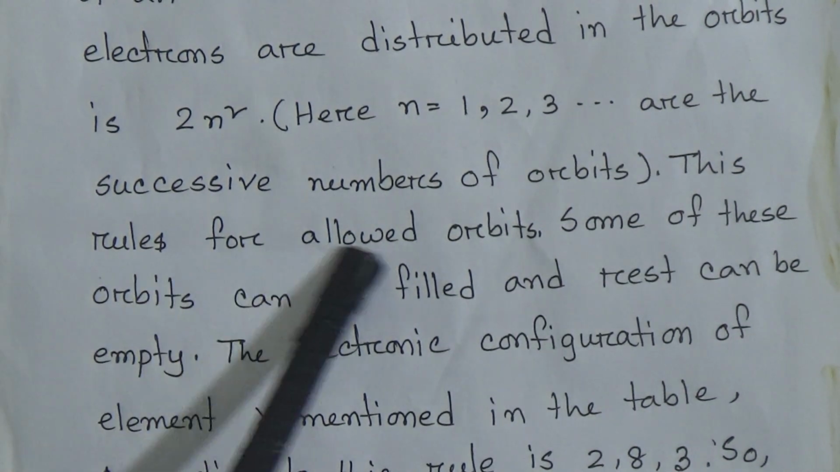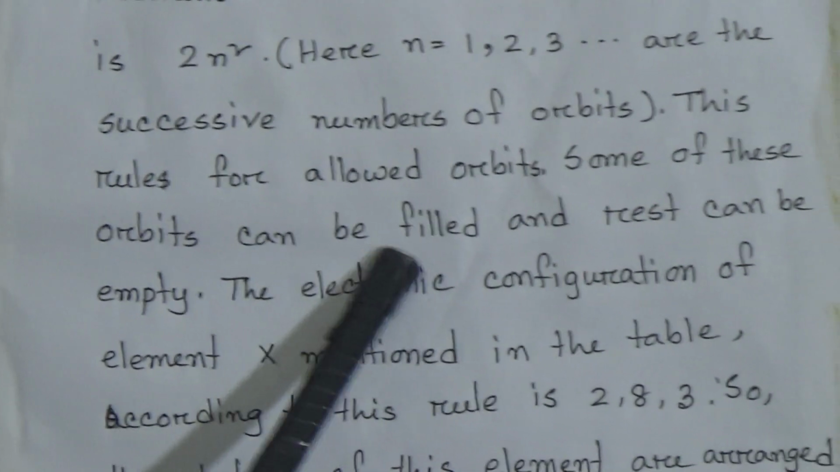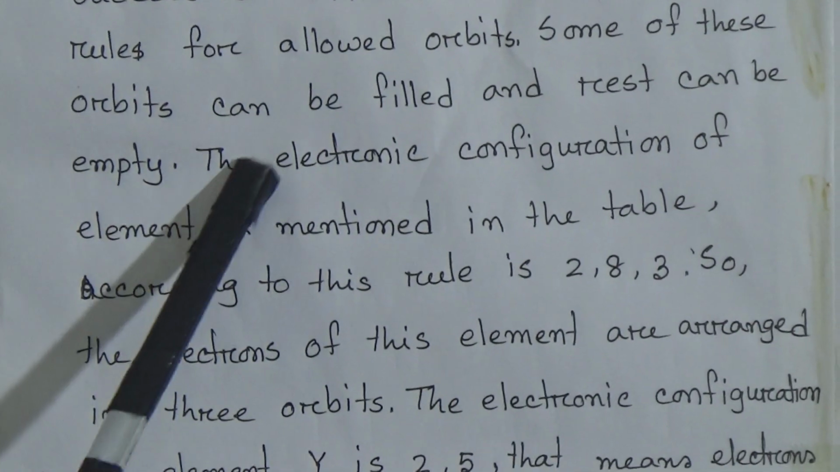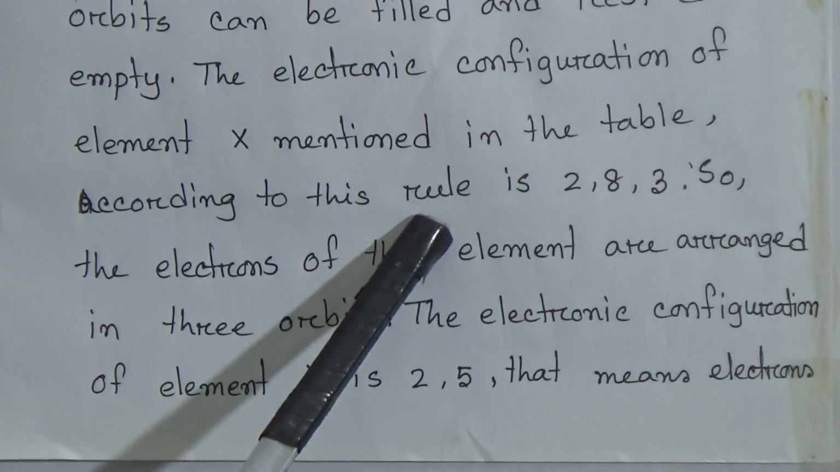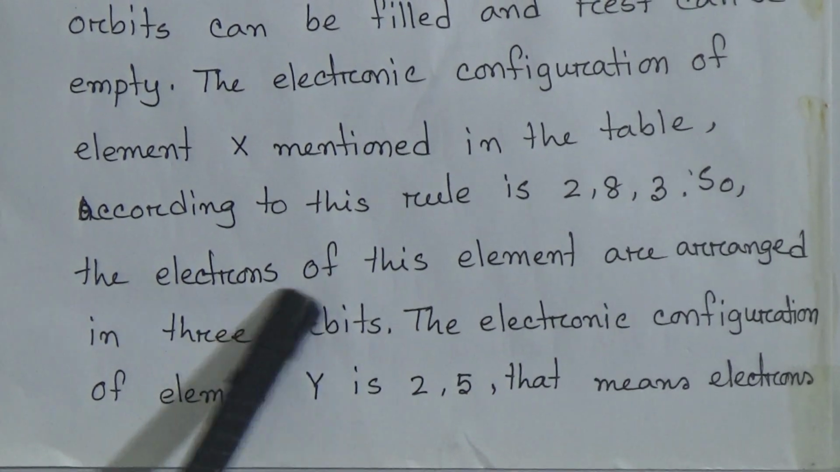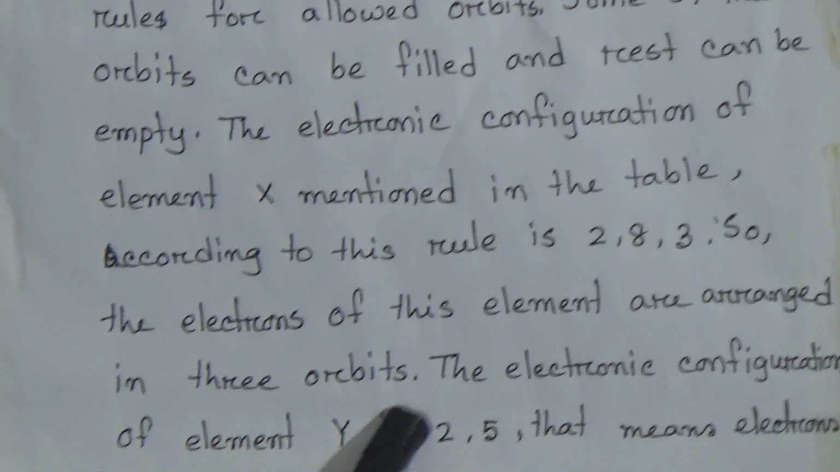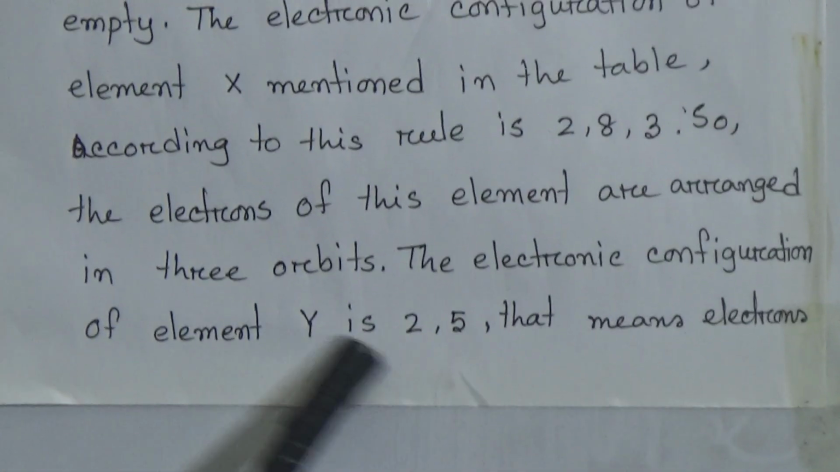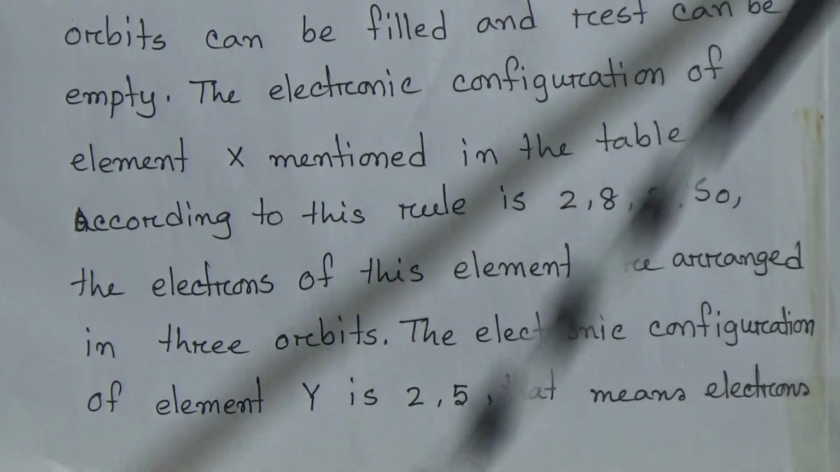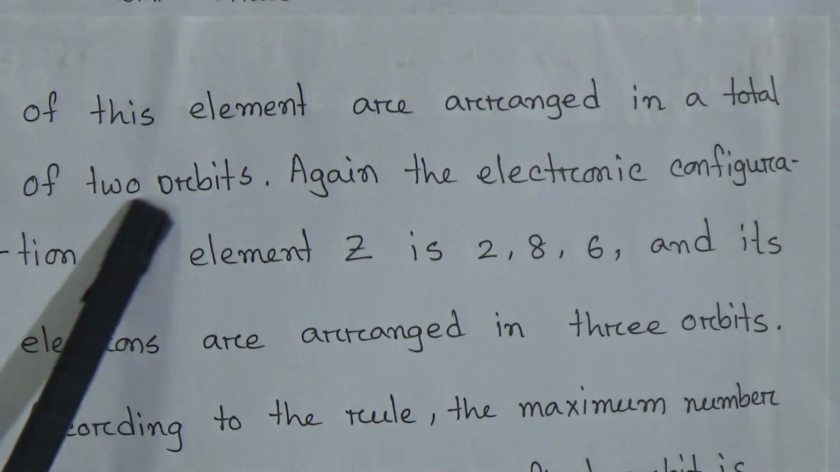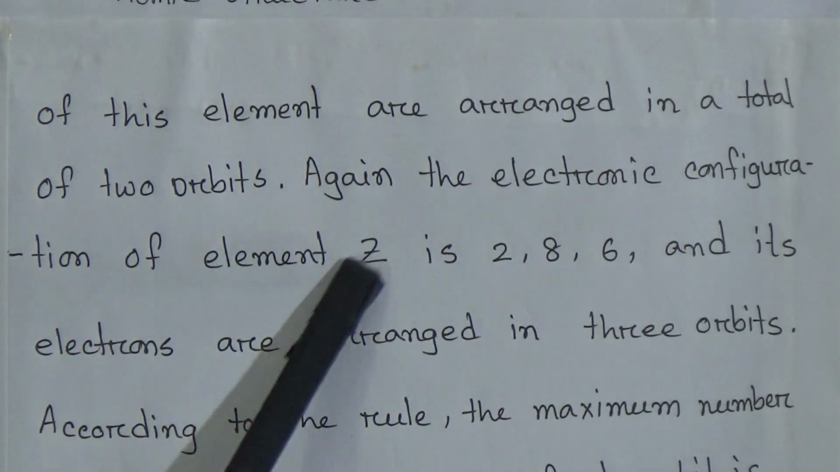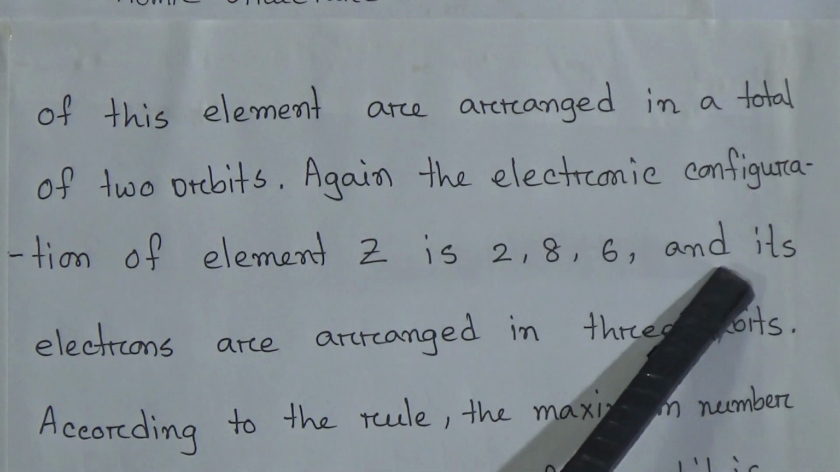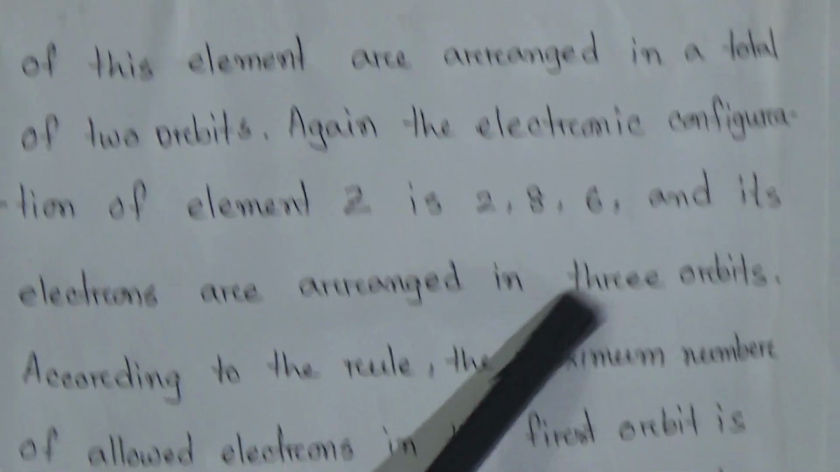According to these rules for allowed orbits, some of these orbits can be filled and the rest can be empty. The electronic configuration of the element X mentioned in the table, according to this rule, is 2, 8, 3. The electrons of this element are arranged in 3 orbits. The electronic configuration of Y is 2 and 5, which means the electrons of this element are arranged in a total of 2 orbits. Again, the electronic configuration of element Z is 2, 8 and 6, and its electrons are arranged in 3 orbits.